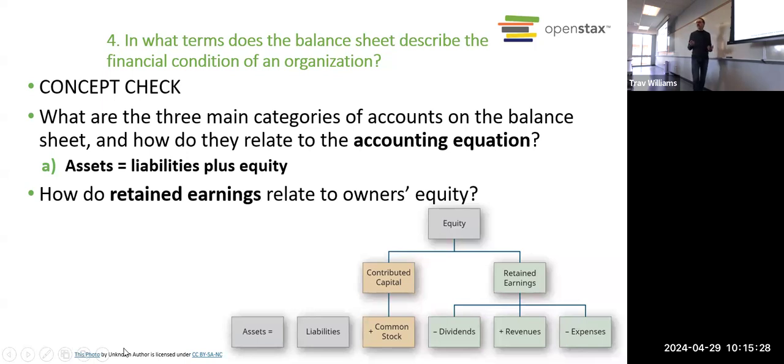So I think I mentioned that when somebody buys a bond, they're actually making a loan. And the company issuing the bond is borrowing the money. So that would be another type of liability.